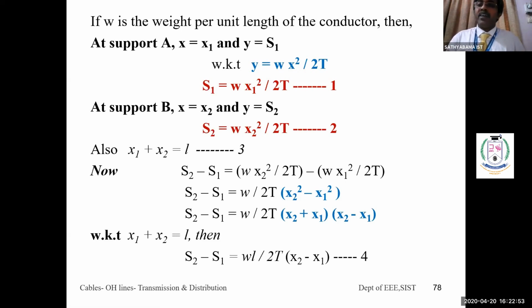So this is the concept of unequal levels. Very easy. For equal level, you have to calculate only one sag. For unequal level, you have to calculate two sags. And one more important thing: unequal level is applicable only in hilly stations. So based upon this concept, we derived the sag at supports of equal level as well as unequal level. Now based upon this, we will solve two problems.